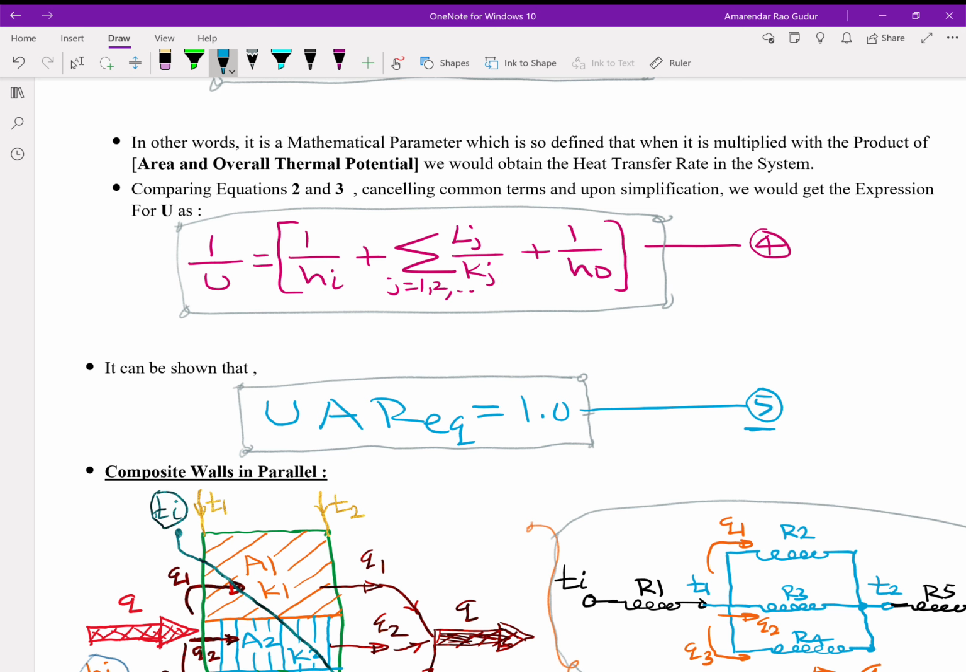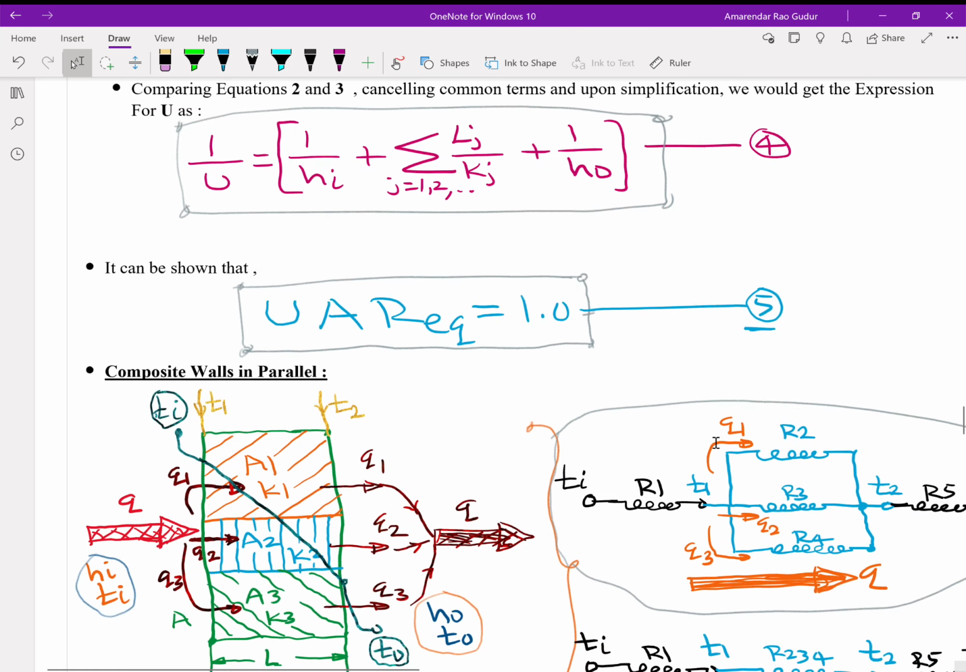The simple logic shows that U and R equivalent are dependent variables, and when you compare equations 1 and 4, you can show that UA R equivalent is equal to 1. So if I got U, that is overall heat transfer coefficient, it is as good as you have R equivalent, and vice versa. Or we can say that R equivalent is inversely proportional to U for the given area.